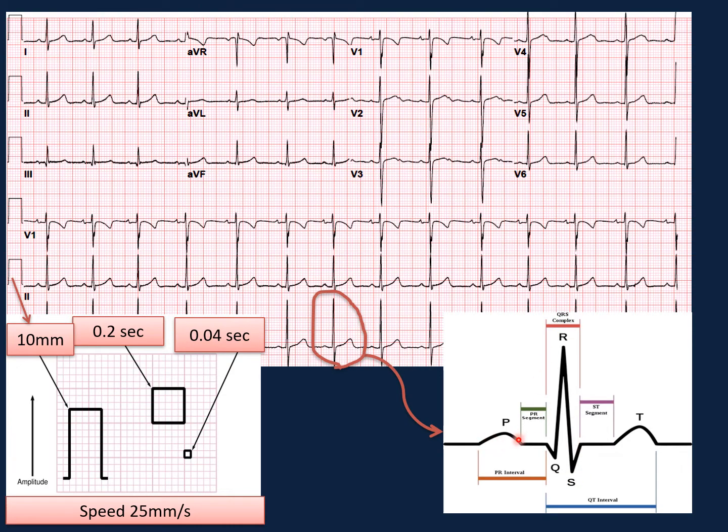P wave represents atrial depolarization. PR interval represents atrioventricular conduction, and the QRS complex represents ventricular depolarization. ST segment and T wave represent ventricular repolarization. The QT interval, from the beginning of the Q to the end of the T, means the duration of ventricular depolarization and ventricular repolarization.